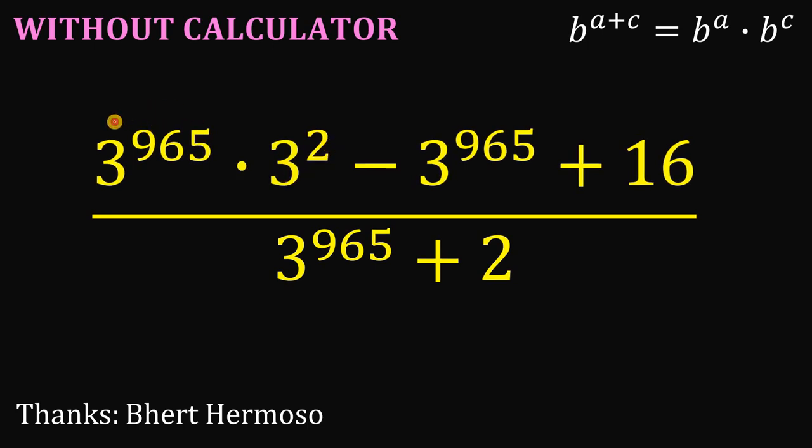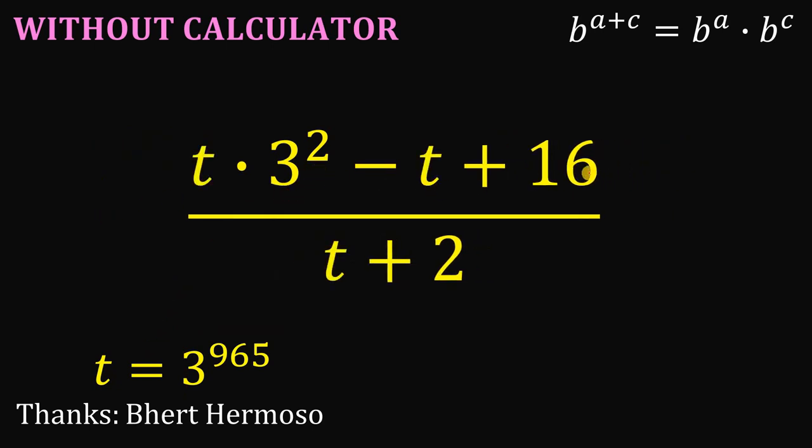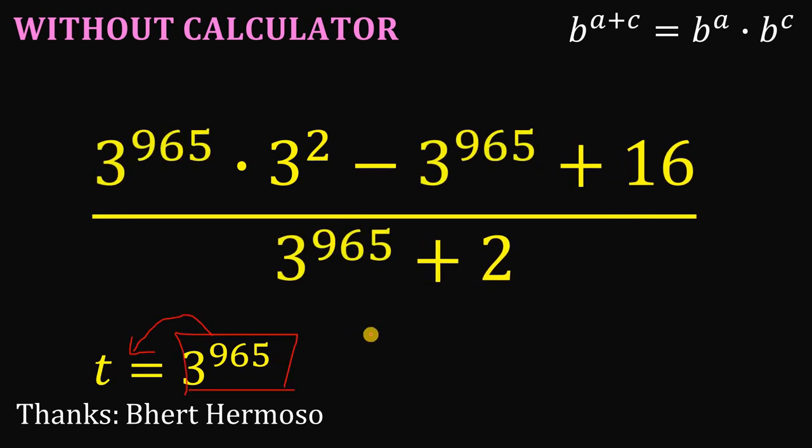Now, why do we do that? Because notice that we have similar terms here, 3 raised to the power of 965. When we have a lot of similar terms, what we're going to do is replace this with a single variable, and let's call this t. So all of these 3 raised to the power of 965, we can replace with the variable t. If we do that, we get t multiplied by 3 squared minus t plus 16 all over t plus 2. Again, t is just 3 raised to the power of 965.